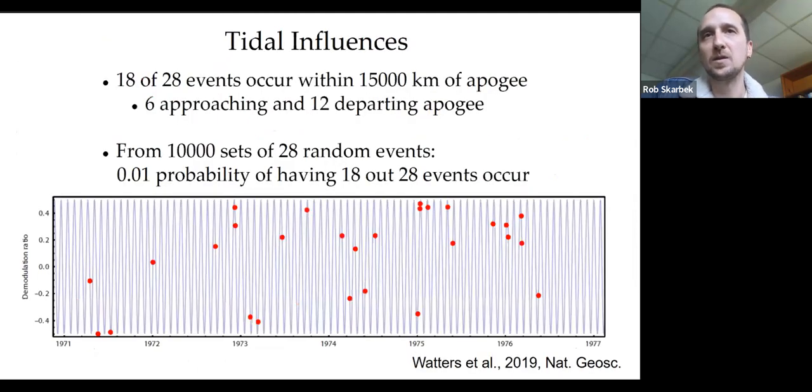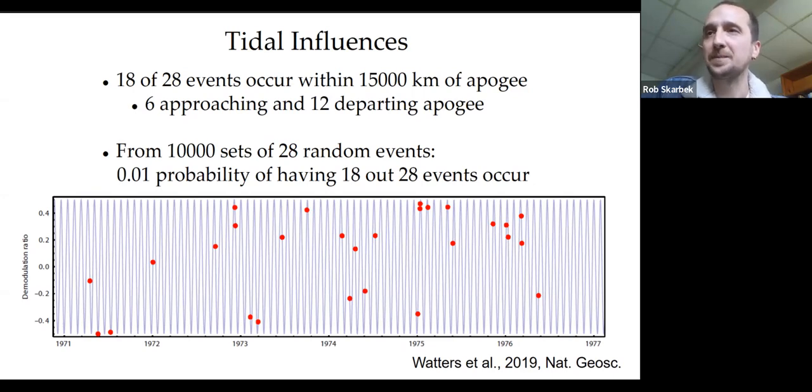Another line of evidence is that there's a statistically significant effect of the tidal stresses on the timing of the shallow quakes. This plot is now showing what's called a demodulation ratio of the moon's EDM during the time when the seismometers were active. The red dots are times when the shallow quakes occurred. The important point of this plot is that 18 of the 28 shallow moonquakes occurred when the moon was within 15,000 kilometers of apogee.